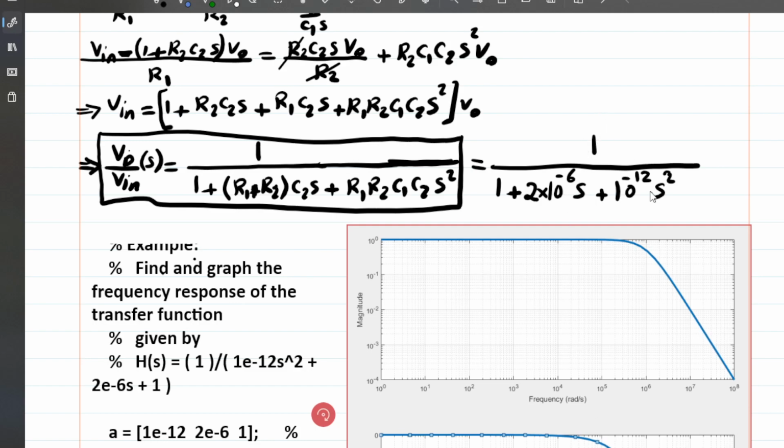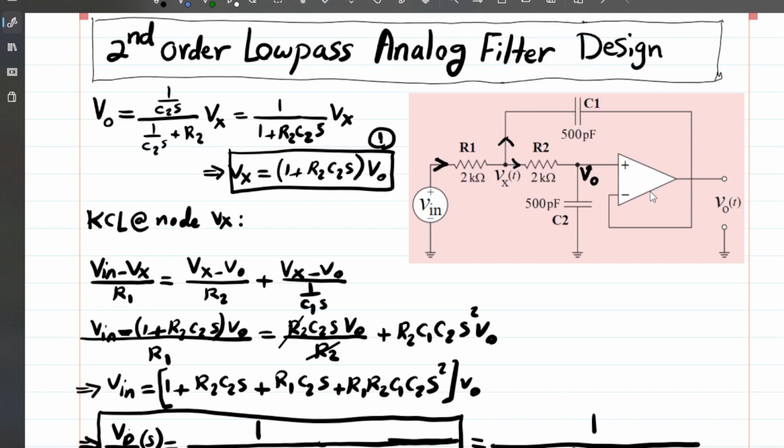Okay, I hope that this review of this simple op-amp based second order low pass filter is helpful.